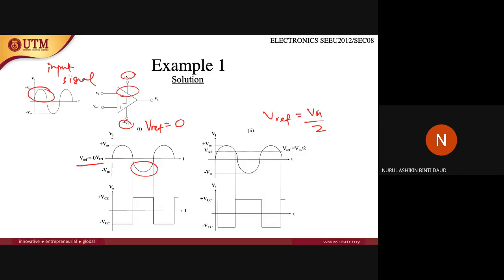But when the V reference is equal to Vm over 2, you have to get the value of Vm and draw the reference line. Let's say the value of Vm is 5, so 5 divided by 2. Draw the value of the reference voltage like this.